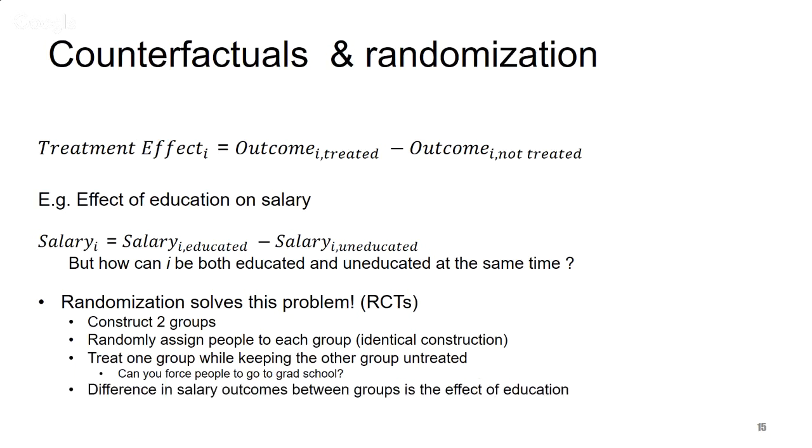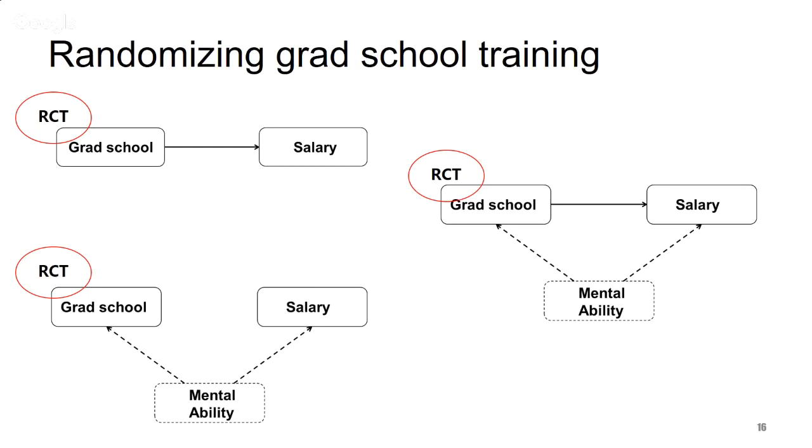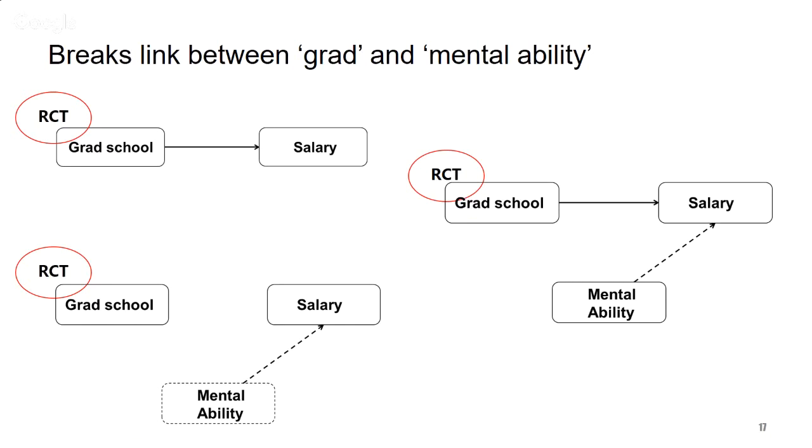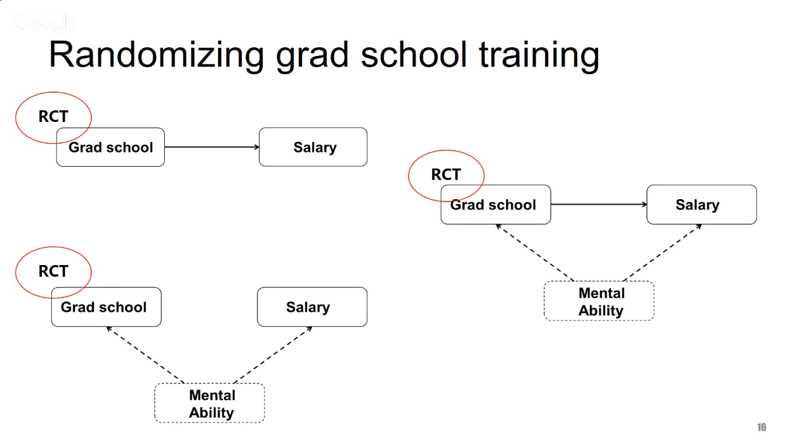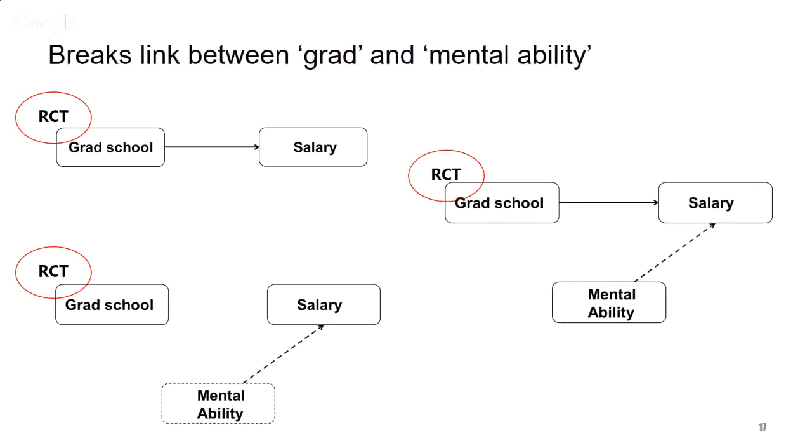And then the difference in salary outcomes outside grad school would be what's called the average treatment effect for this context. So you essentially do a randomized controlled trial on grad school: you randomize grad school entry for a certain sample of users. What this does essentially is it breaks the link between your unobserved factor and your main predictor.